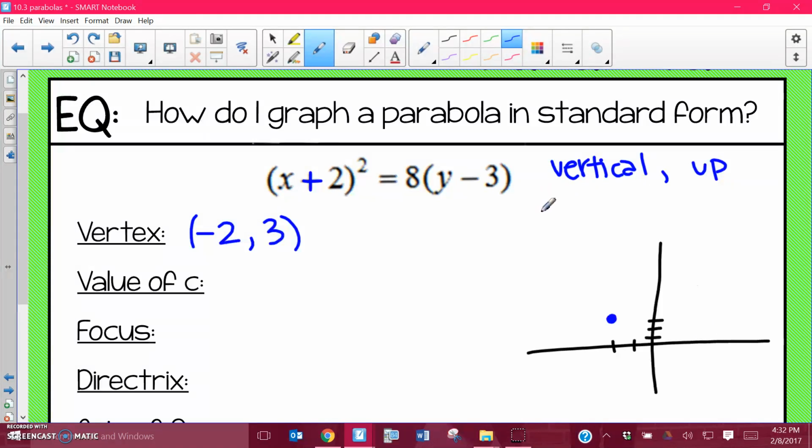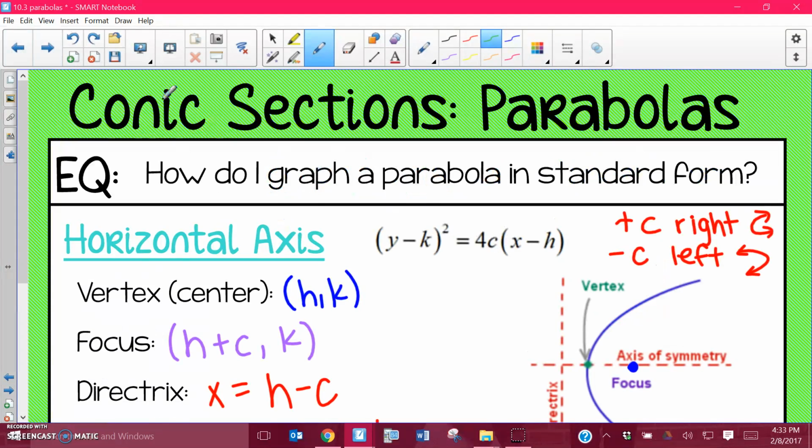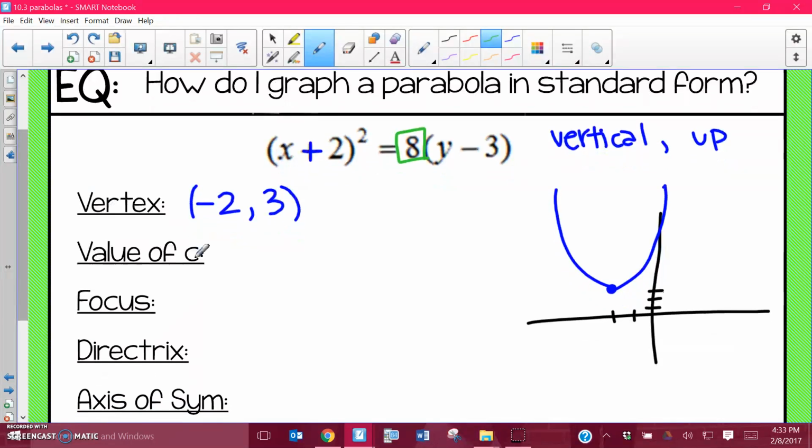Okay, now I have to find my value of c. Remember, this graph is going to open up. That's not a very good approximation. We'll fix it in a second. But to find my value of c, I'm going to take my constant term, which in this case is 8. And if you notice in the equation, it always has 4 times c. 4 is just built in. So I'm going to take whatever my constant number is and divide it by 4. And that's going to get me +2. So I know that my focus and my directrix are 2 away from that vertex. And because it's vertical, my focus is going to be 2 up, and my directrix is going to be 2 down.